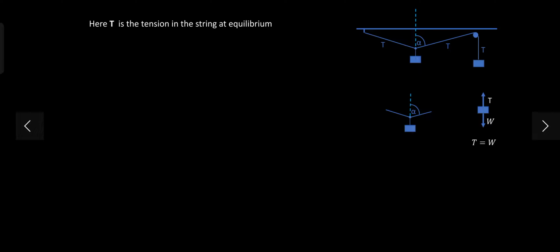And this is the same for the left block. In the equilibrium position, the net force on the left block will also be 0. So here I am going to balance the net force in the vertical direction on the left block, which will be 2T cos alpha is equal to W. Now I am replacing T by W, so I will get this equation, and then cos alpha is equal to half. So from here we conclude that the angle at the equilibrium will be 60 degree.